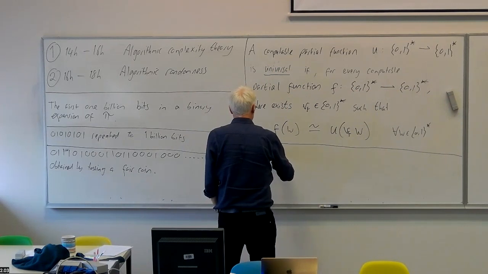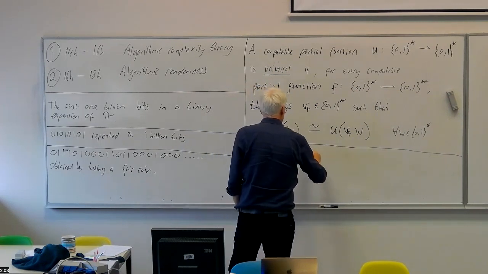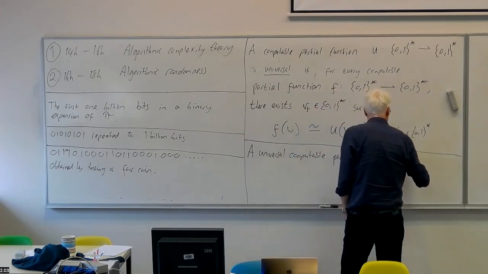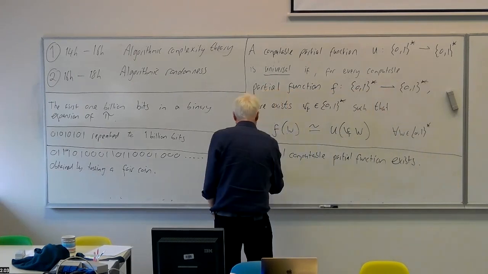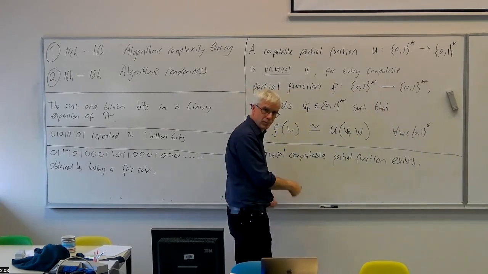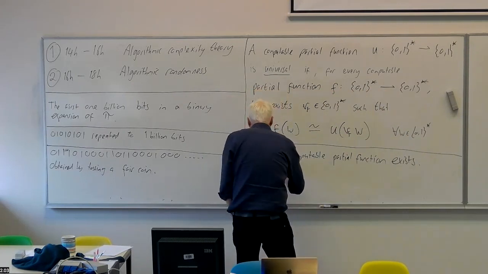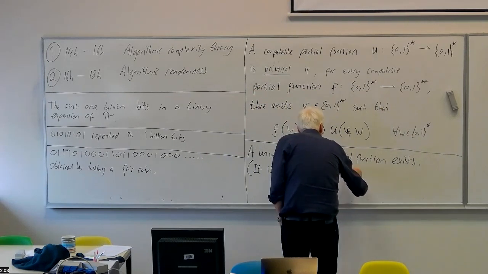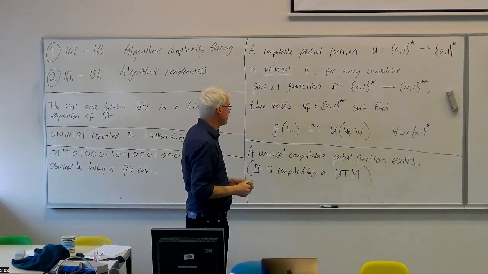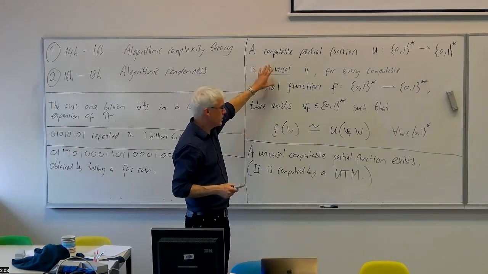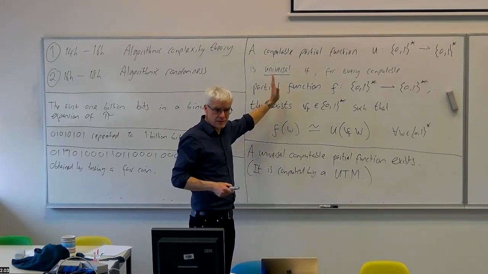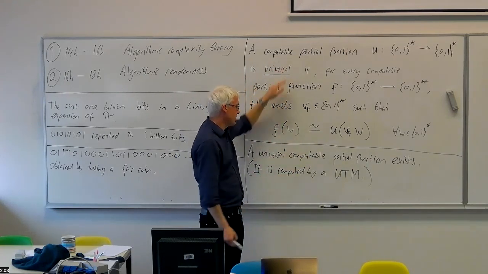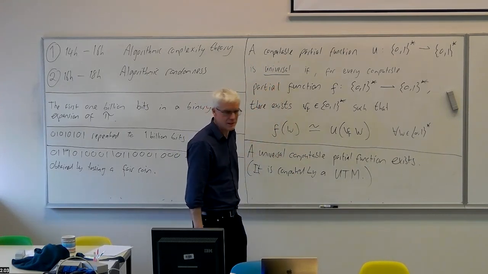So a universal computable partial function exists. I'm just saying it is computed by a universal Turing machine, UTM, not the exact one that I described in the lectures, but a simple variant. The nice thing about the definition of universal computable partial function is one only needs to know the notion of computable partial function, and one doesn't need to worry about a particular encoding. The definition itself captures in a rather simple way all the properties we need.